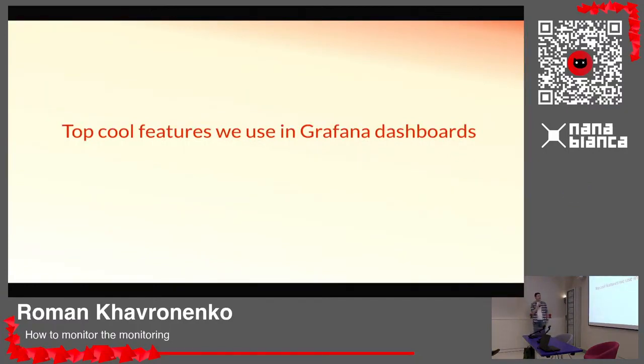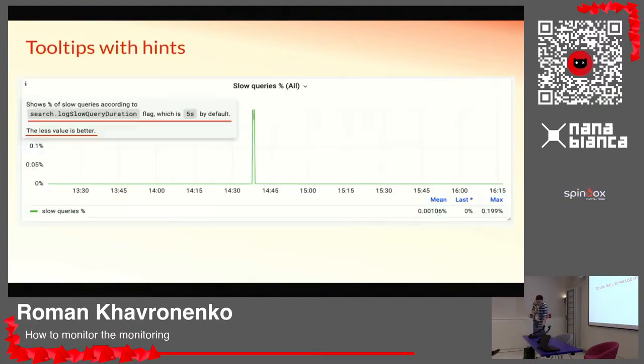Okay, so those dashboards that I showed, I created them like 2 or 3 years ago. And since then, I discovered cool features that you can use in your Grafana dashboards. One of them is these tooltips that I showed you before, and I recommend using them and putting really meaningful descriptions there. So for example, we have some panel, slow queries. You don't know what it means, but in the description, you will see the explanation of what it is, which setting is responsible for it, what the default value is, and how you need to understand this panel. Like, the lower value is better, for example.